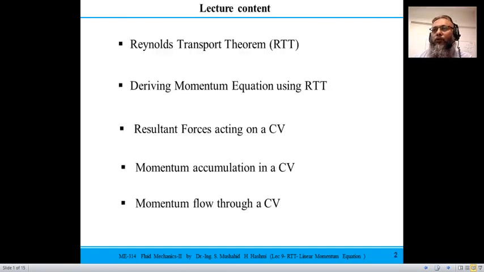Okay, first let's go through the content. In today's lecture, we will first talk about the Reynolds transport theorem, and then we will derive a momentum equation using the Reynolds transport theorem. This resulting equation would have three different terms. The term talking about the forces that are acting on a control volume we will discuss, and then we will go to the momentum accumulation term, and then the momentum flow term through the control volume.